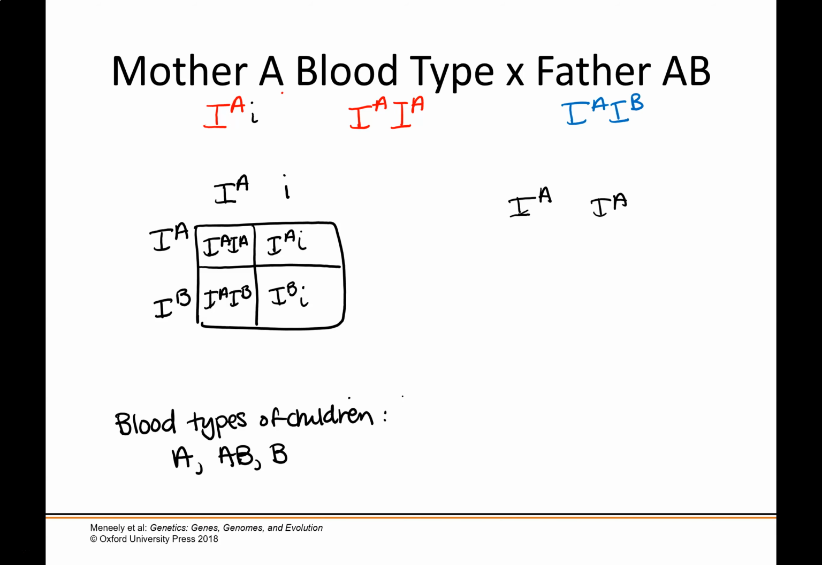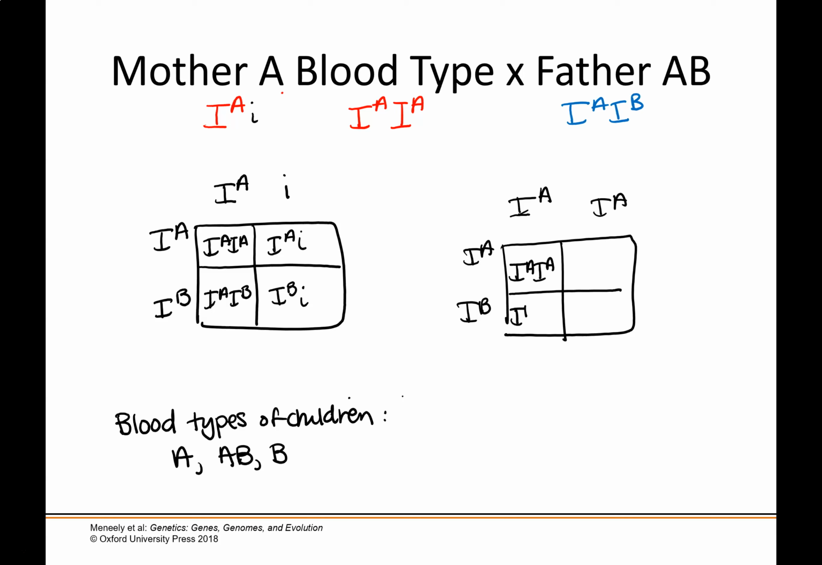Now, if mom is homozygous for A and dad is heterozygous for AB, their children can be A, AB, A again, or AB. So from this one, they can be either AB or A. So depending on what mom's genotype actually is, we have all possibilities except O. So O is not a possibility here.